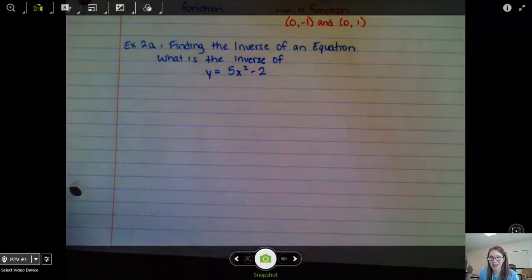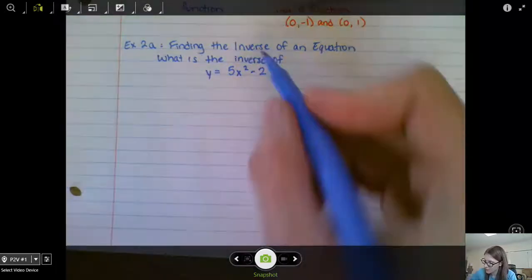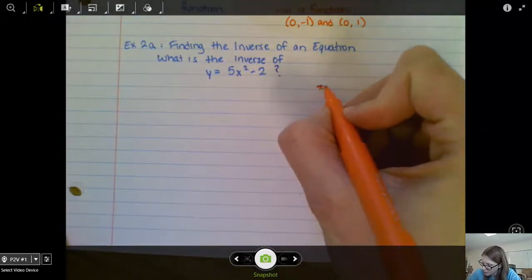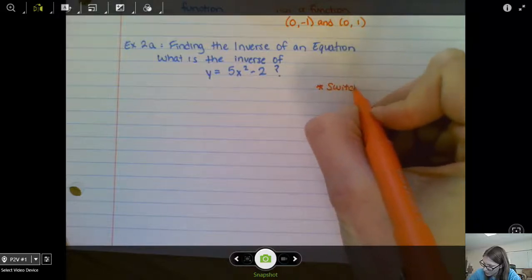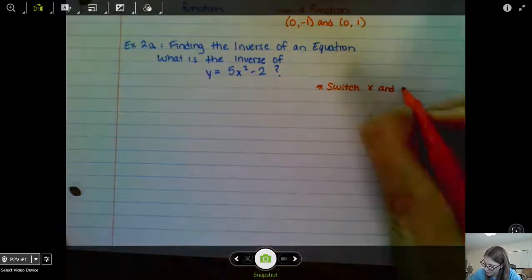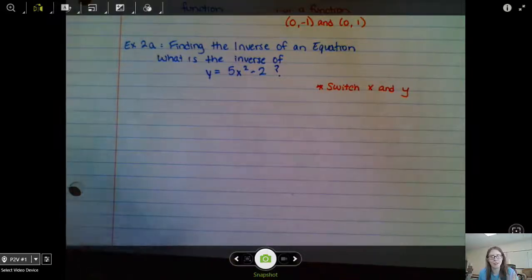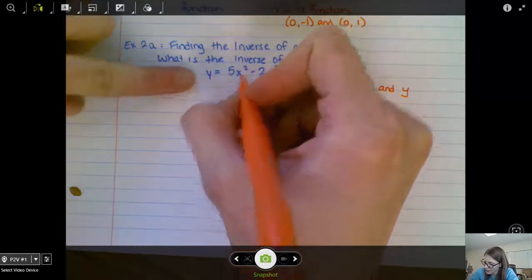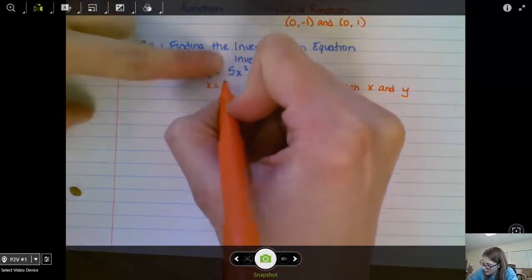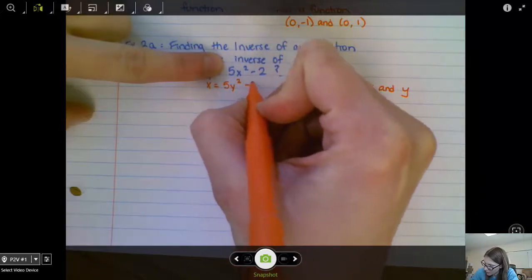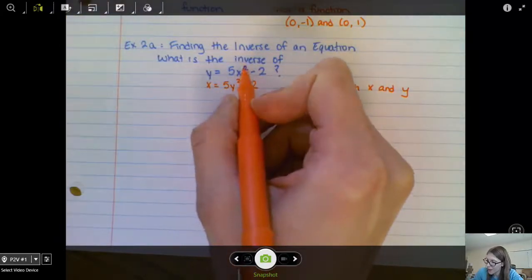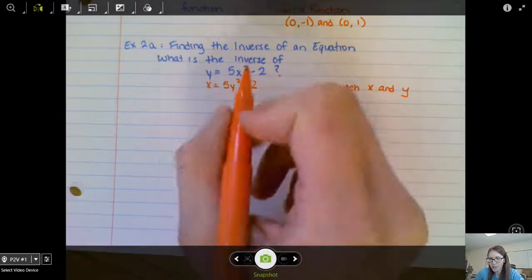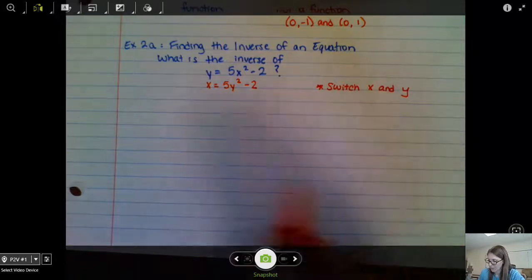Again, x's and the y's switch. So when I'm trying to find the inverse, my first step is to switch the x and the y around. The x and the y switch in my equation, okay? They literally just switch places. Where I see a y, I put x. Where I see an x, I put y. So this stays, that second power still stays with this variable, it just switches what the variable is. So x equals 5y squared minus 2.